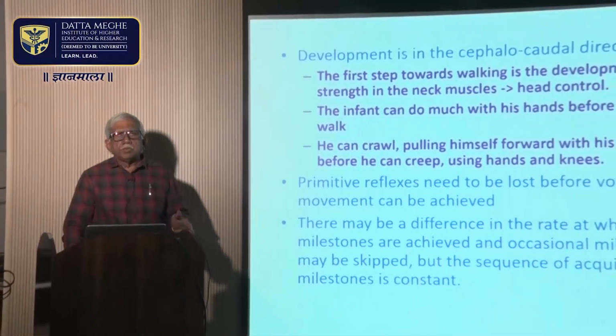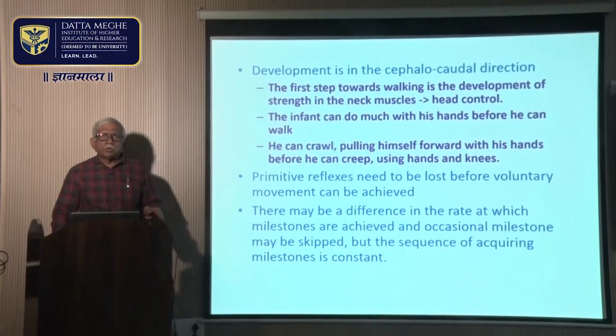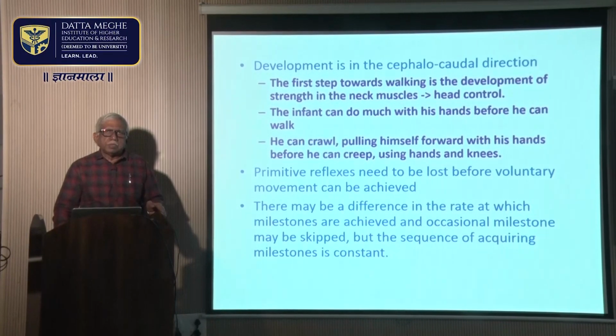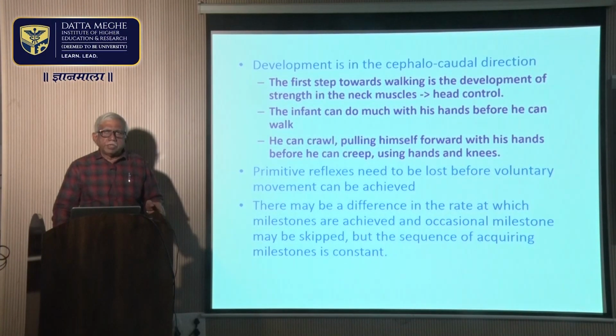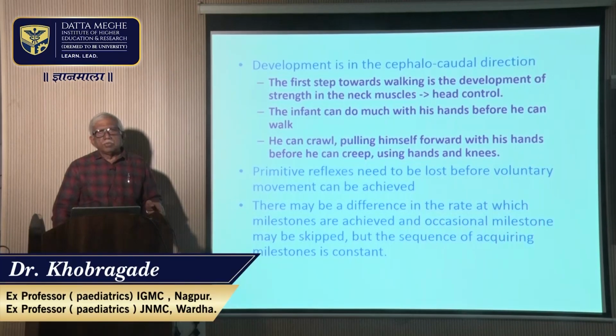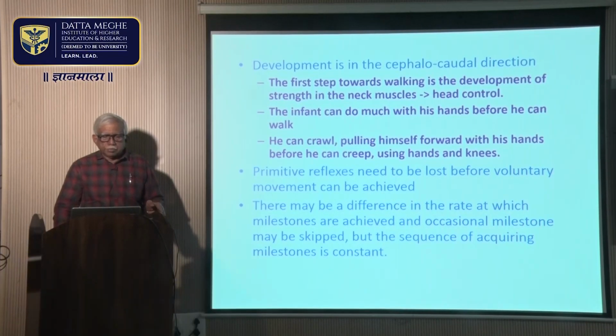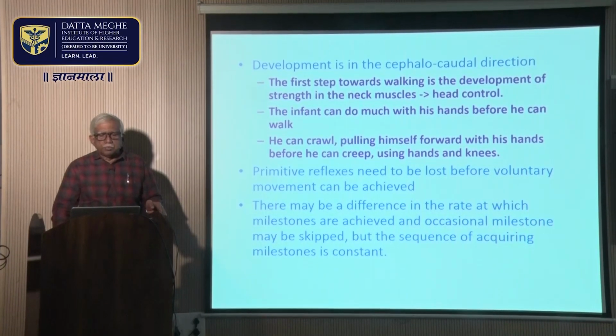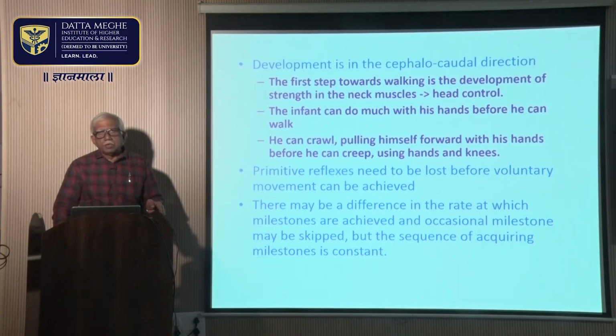Now, what is this sequence? The sequence is always in a cephalocaudal direction. That means the part of the brain or the head is developed first, and then the lower system, that means the limb movements, are attained in this direction. So, the first step towards walking is the development of strength in the neck muscles and head control. First a child should attain head control, he should be able to sit, and only then will he be able to stand and walk. So, this direction is called cephalocaudal.